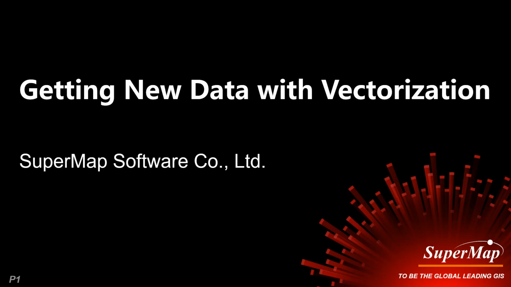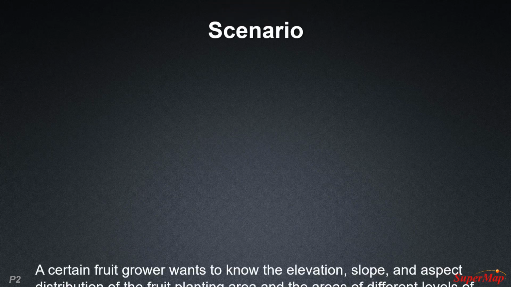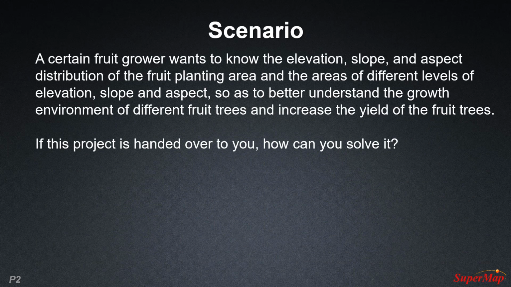So let's get started. Before we start off with our actual tutorial, let's consider a scenario. Let's read it out. A certain fruit grower wants to know the elevation, slope, and aspect distribution of the fruit planting area and the areas of different levels of elevation, slope, and aspect so as to better understand the growth environment of different fruit trees and increase the yield of the fruit trees. If this project is handed over, how can we solve it?